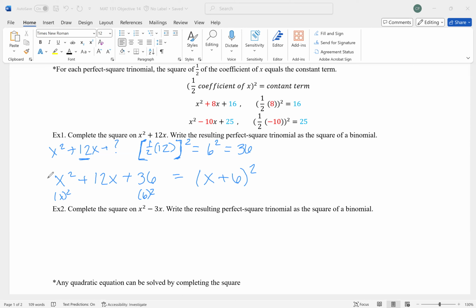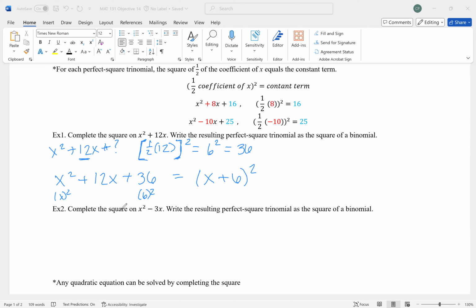So this is how this kind of works, okay? We found that third term, we completed the square, and after we have that square completed, we need to be able to write it as the square of a binomial, okay? So let's look at example 2.